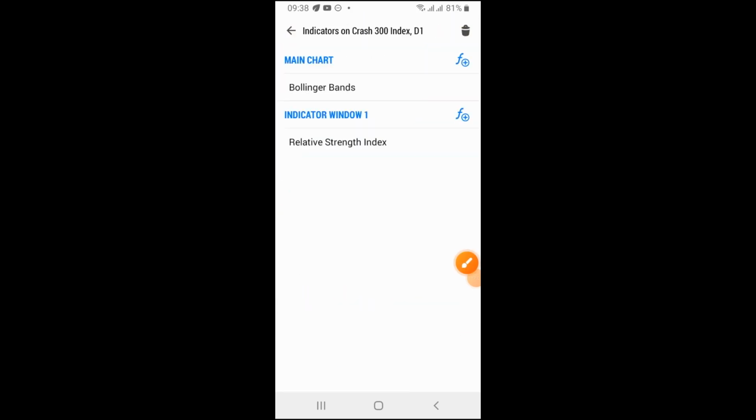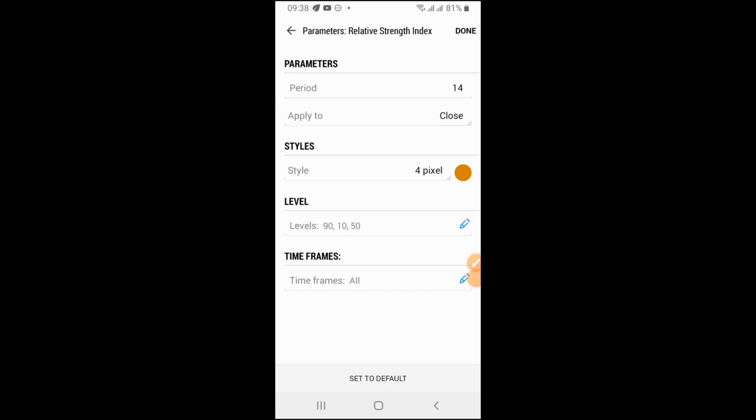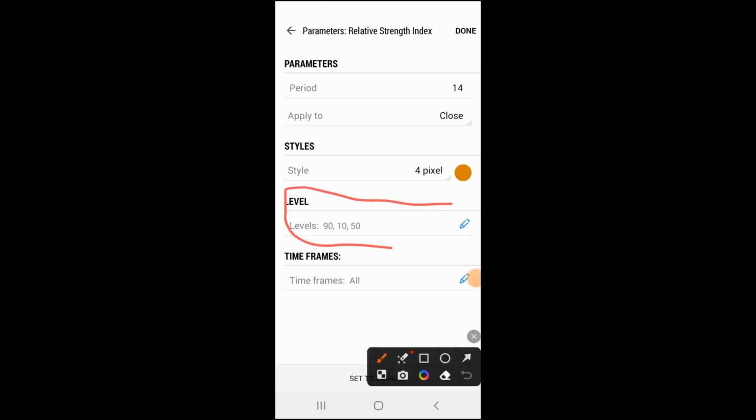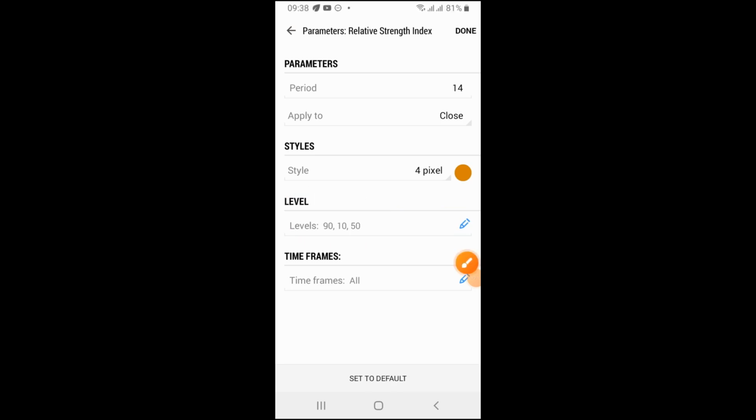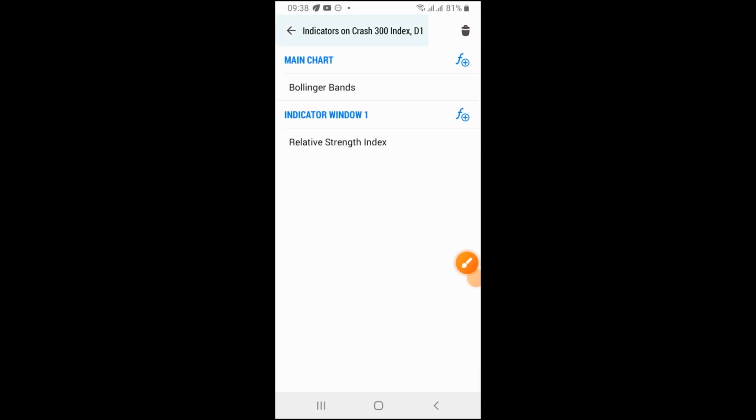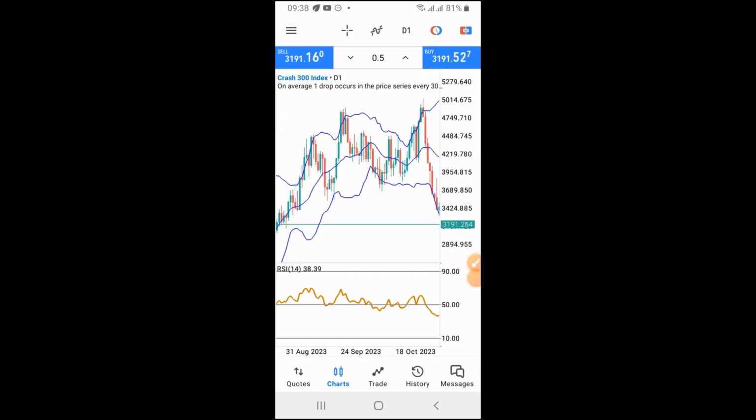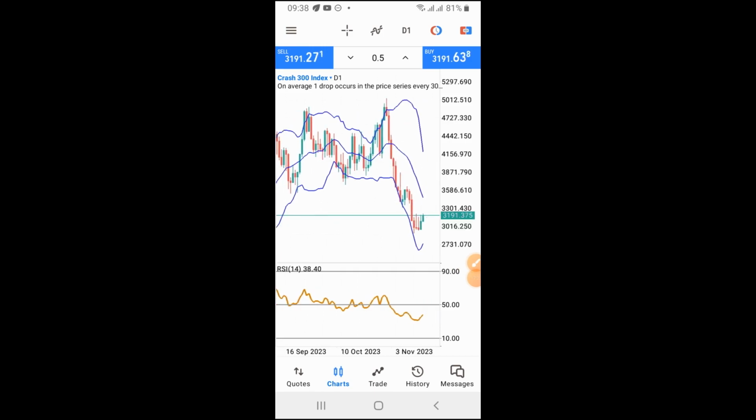Then you go back to the F icon again and open the RSI. Take a screenshot of what you are seeing, and be sure you set this particular level like this. Just click on this pencil icon here, and you're good to go. You input all those digits and click done again, and that is the strategy, the settings that you can use to make money.